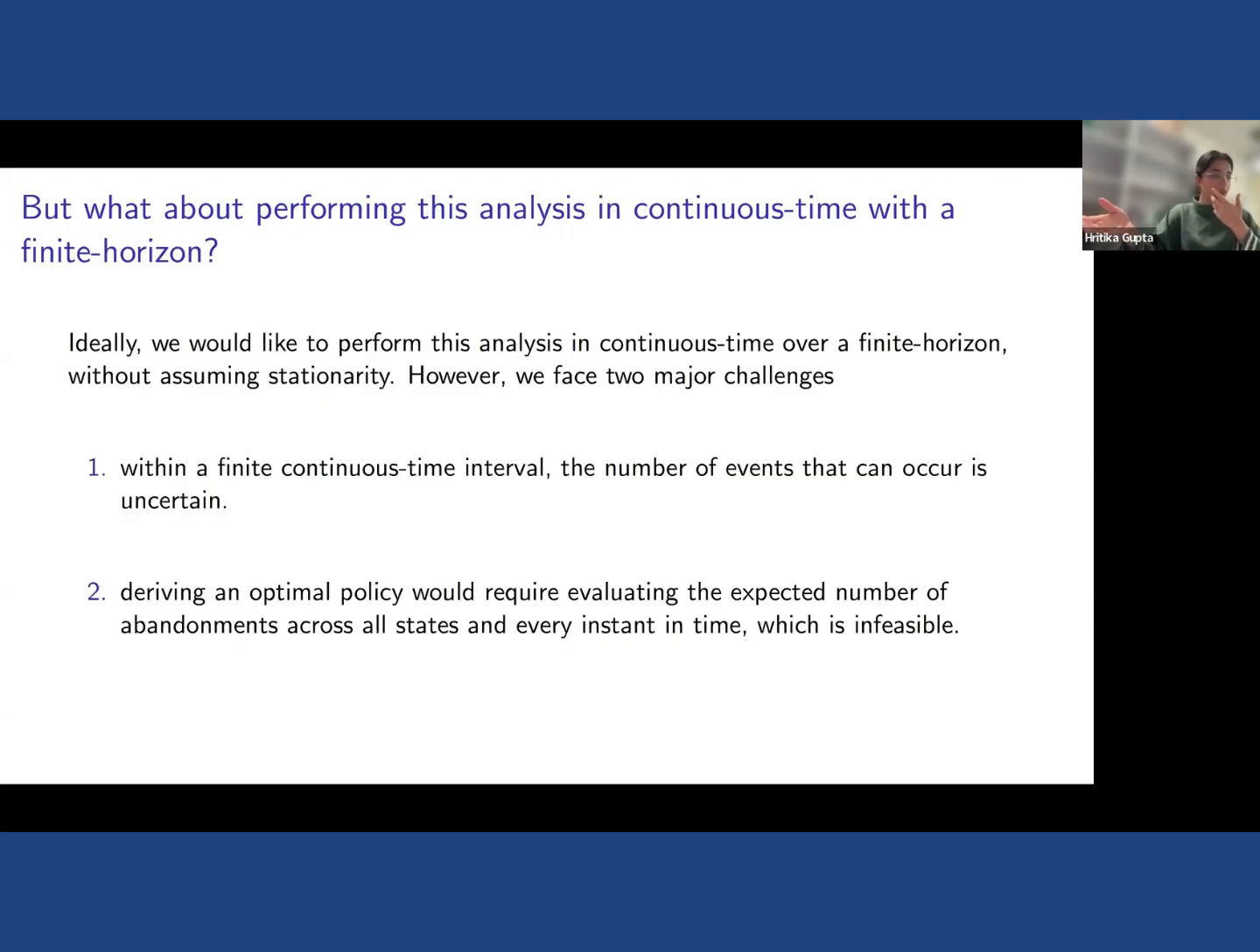So that's uncertain, and that's one of the challenges, because in Bellman's equation, we need the value of capital M to perform that analysis. And the second problem is that deriving an optimal policy would require evaluating the expected number of abandonments across all states and every instant in time, which is, of course, infeasible. So remember how we calculated V_M(s) based on V_{M+1}(s), but if the time is continuous, you would need that as a continuous function of time. And calculating that is, of course, infeasible.